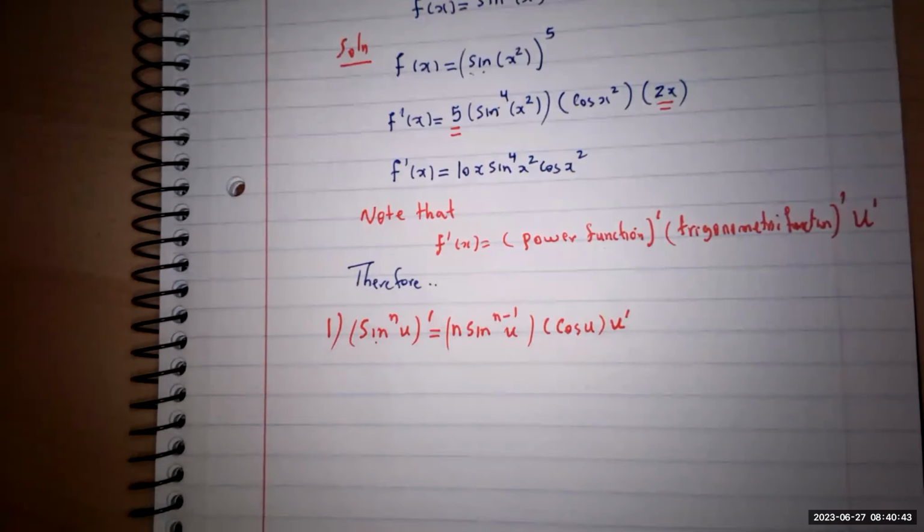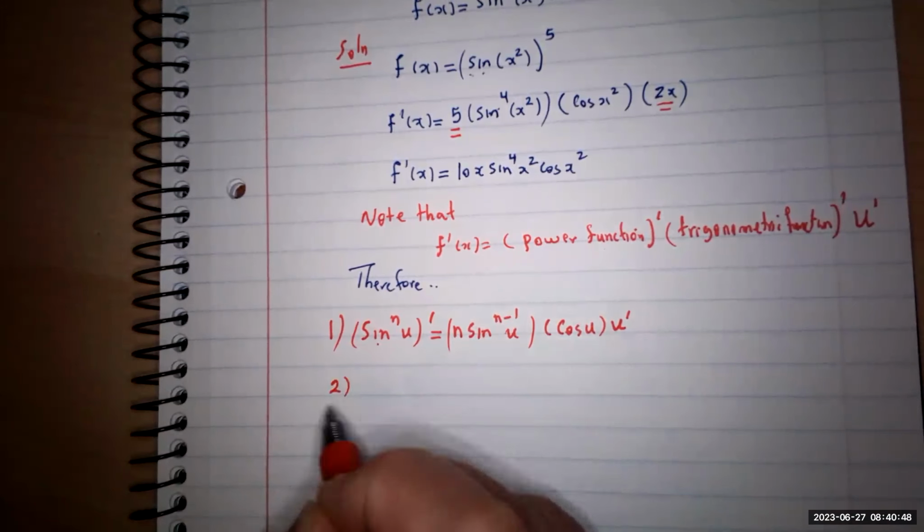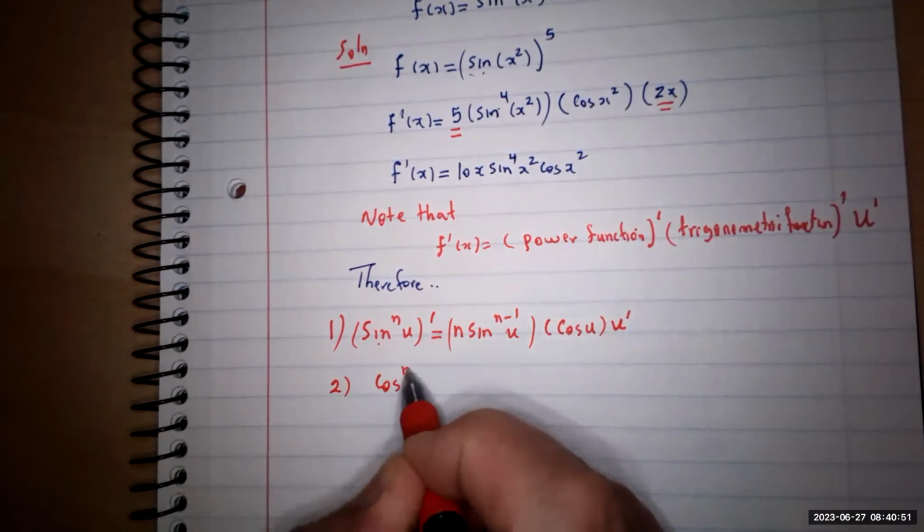Repeat it for the cosine. So the second part is, how about the derivative of a cosine to the n of u?